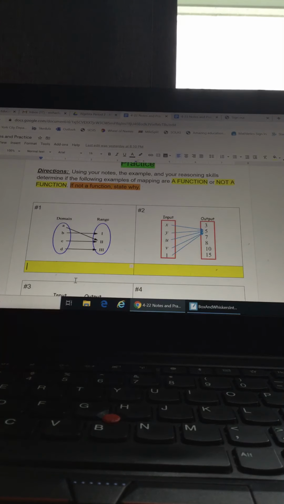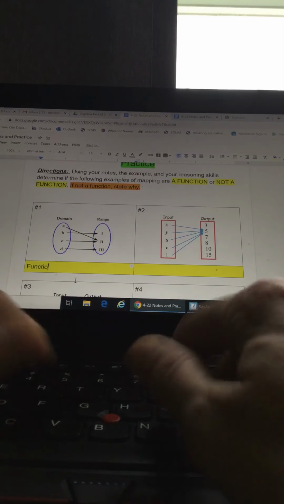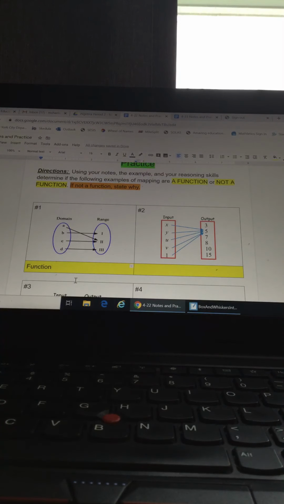So looking at number 1, I only look at the domain, input, or x, so whatever's on the left-hand side, and I just make sure each one of these has only one arrow coming out of it. So A has one arrow, B has one arrow, C has one arrow, and D has one arrow. So if each one has only one arrow, then I write that it's a function. That's it. That's all you have to do.